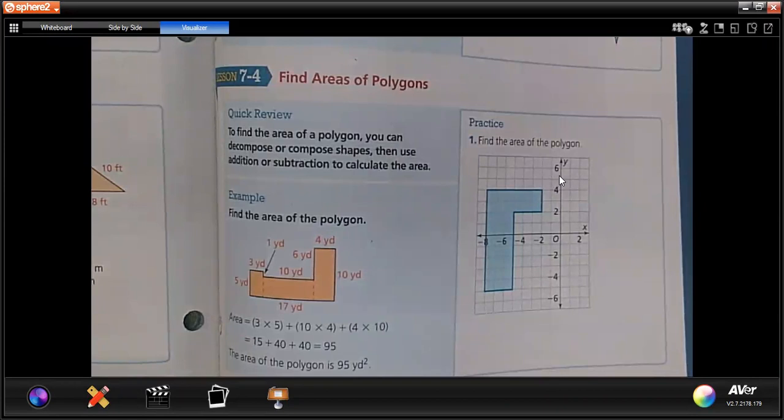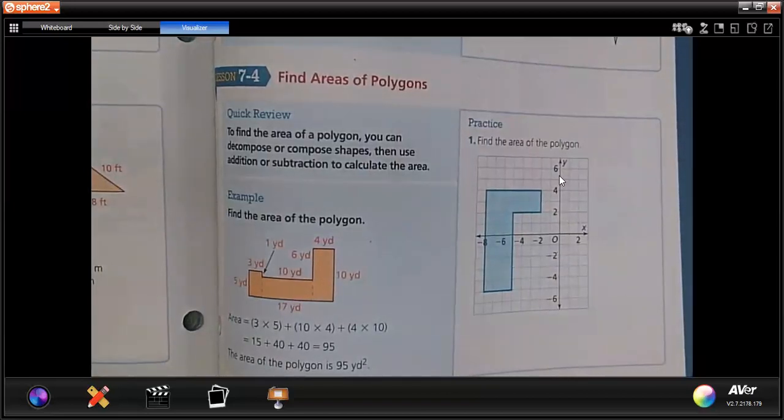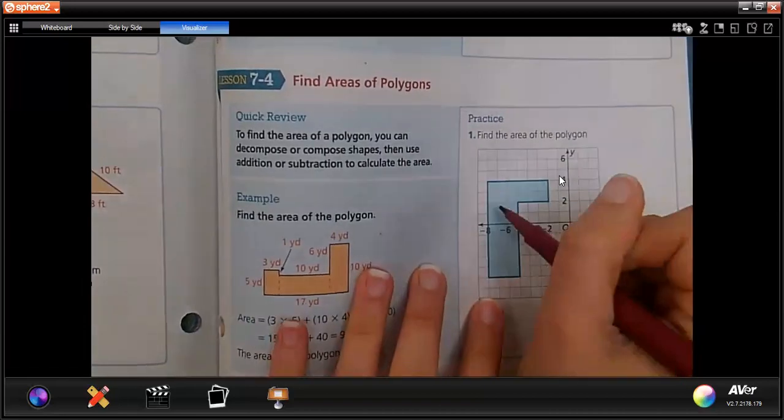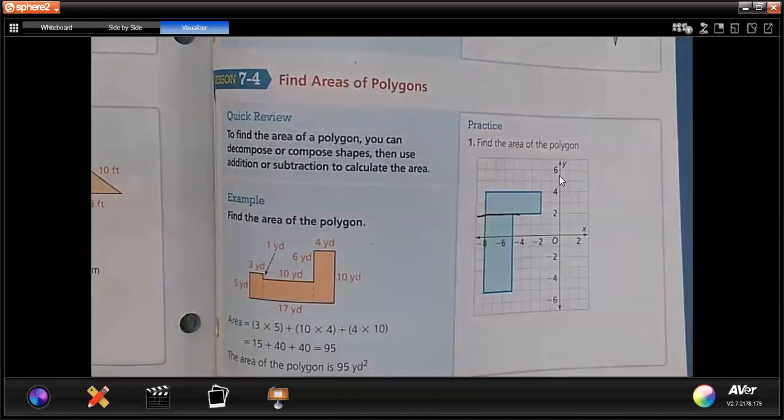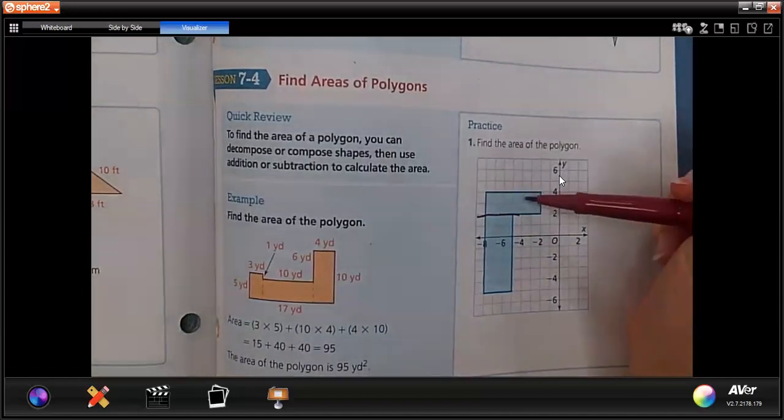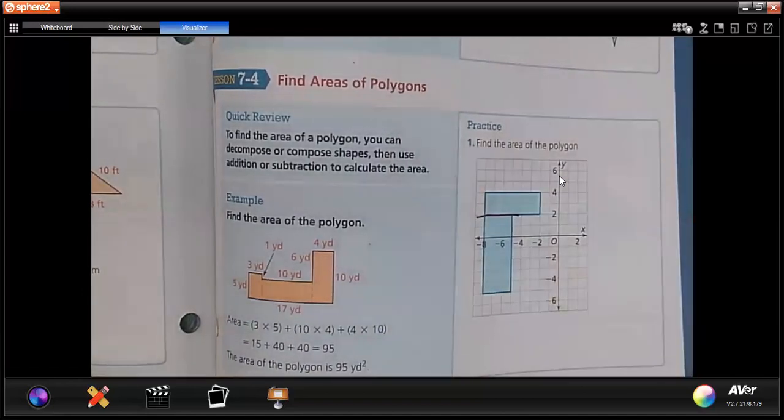And so for this one, we're using our coordinate grid here. We have another composite shape. So we could actually break this shape up into two rectangles that I know how to find the area of. And I know on the coordinate grid, we could actually just count the smaller squares if you could see them, how many make up the inside, but let's use our base and height formula here.